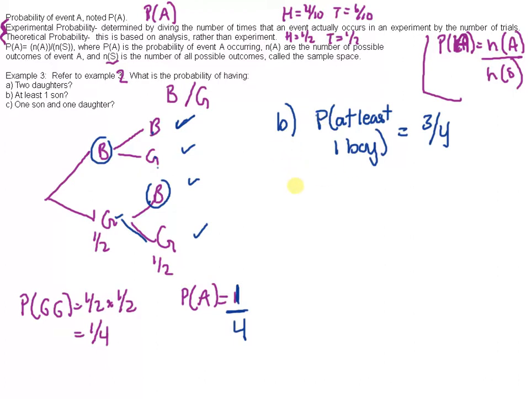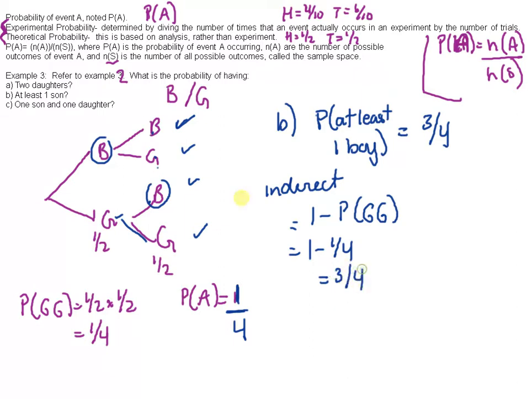The other way we can do this is the indirect method. So for indirect, we can do 1 minus the probability that it's a girl, girl. So 1 minus 1/4, and we get 3/4. There's another route of doing this question.